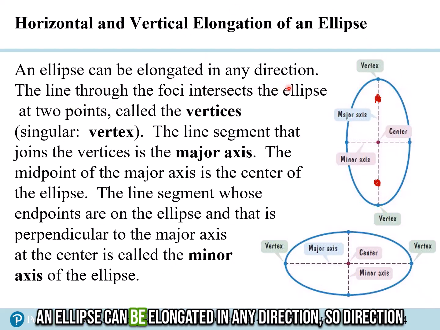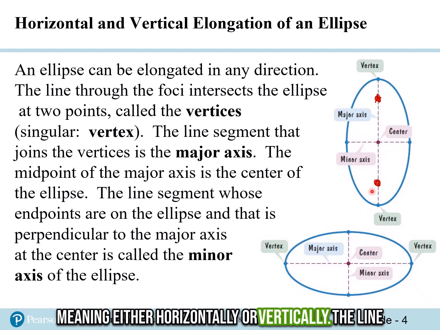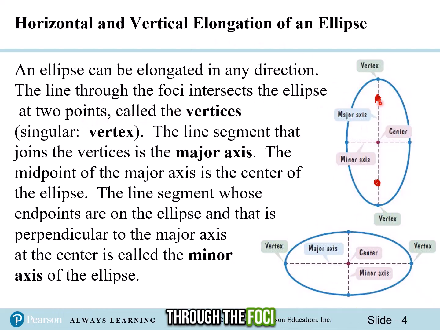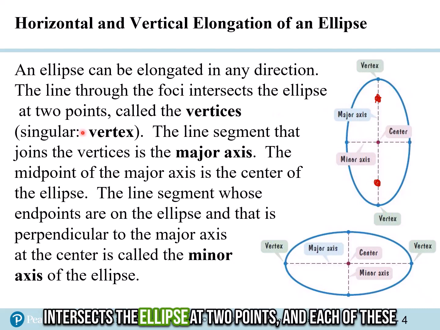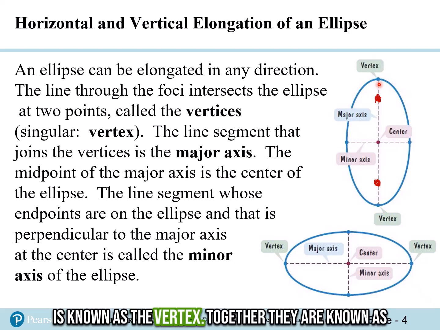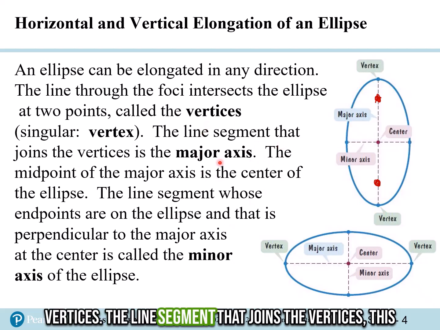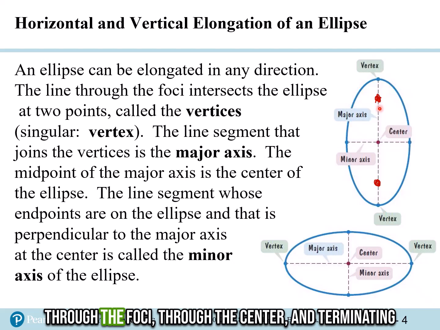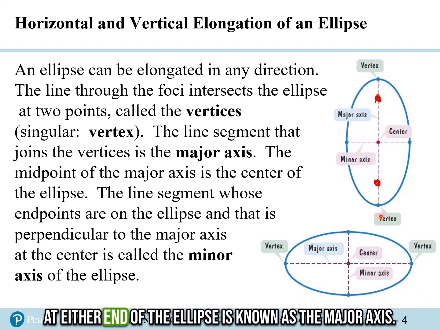An ellipse can be elongated in any direction, meaning either horizontally or vertically. The line through the foci intersects the ellipse at 2 points, and each of these points individually is known as the vertex. Together they are known as vertices. The line segment that joins the vertices, this line passing through the foci, through the center, and terminating at either end of the ellipse is known as the major axis.